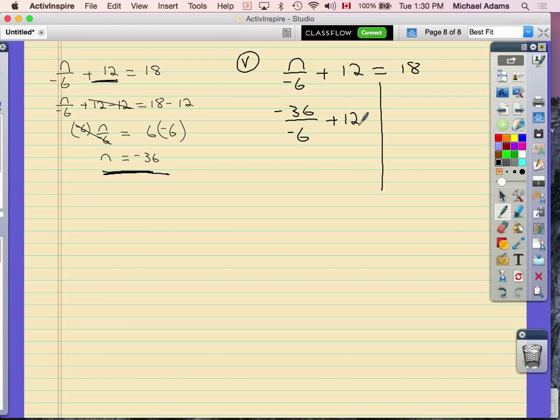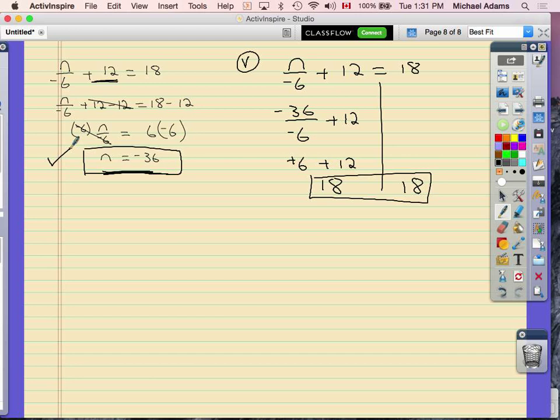So let's do this. Negative 36 divided by negative 6, well, that's going to give me a positive 6. Then I have a plus 12. Positive 6 plus 12, well, that gives me 18. Oh, and on the right side, I have 18. So what does that mean? These two are the same. That means that this answer, n equals negative 36, is the correct answer.